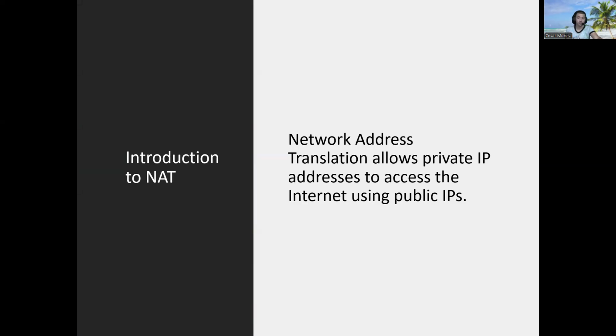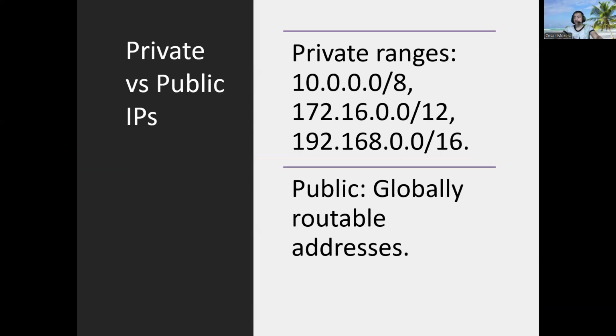What is NAT? What comes to your mind when you think about NAT? Network address translation allows private IP addresses to access the internet using public IPs. The private IP address ranges are 10.0.0.0/8, 172.16.0.0/12, 192.168.0.0/16. And these are intranet.